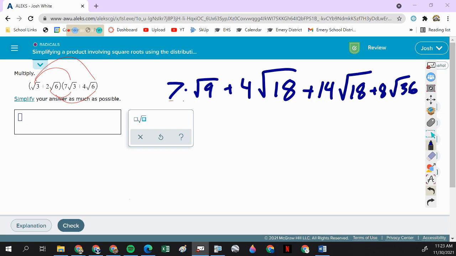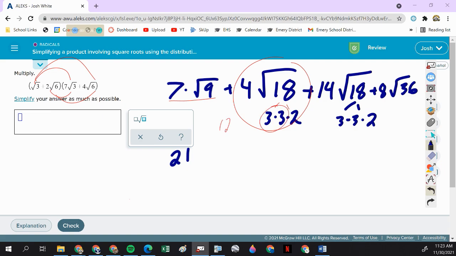Well, this is just 7 times 3, which is 21. And 18 is 3 times 3 times 2. So that becomes 12 root 2. And this one becomes 14 times 3, 14, 28, 42. 42 root 2.